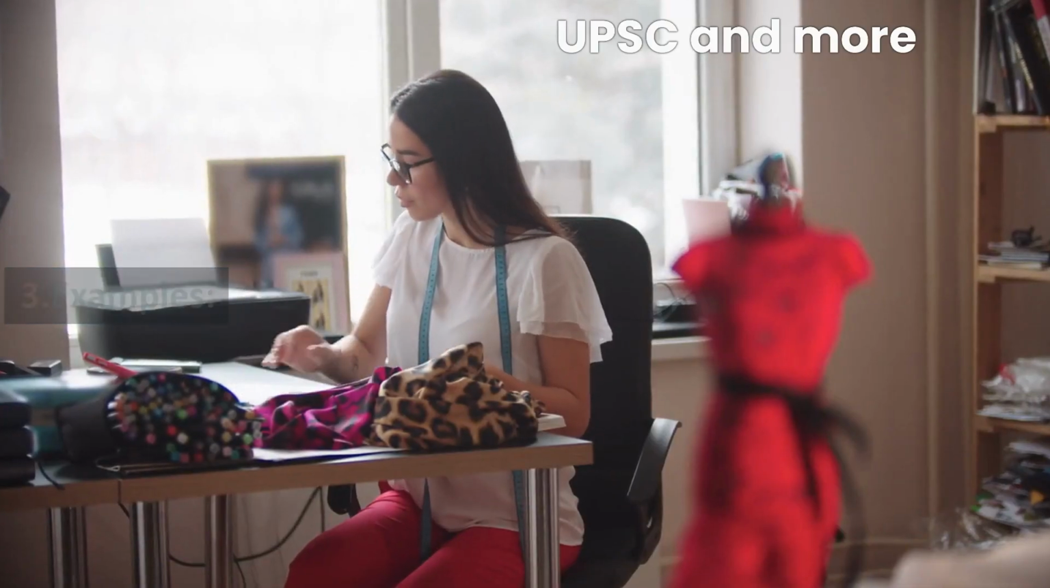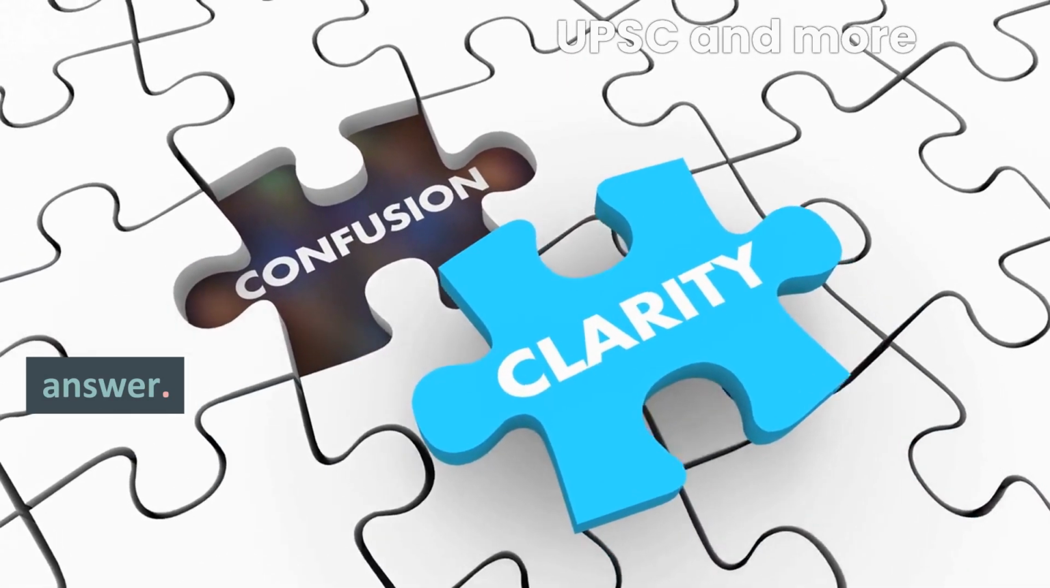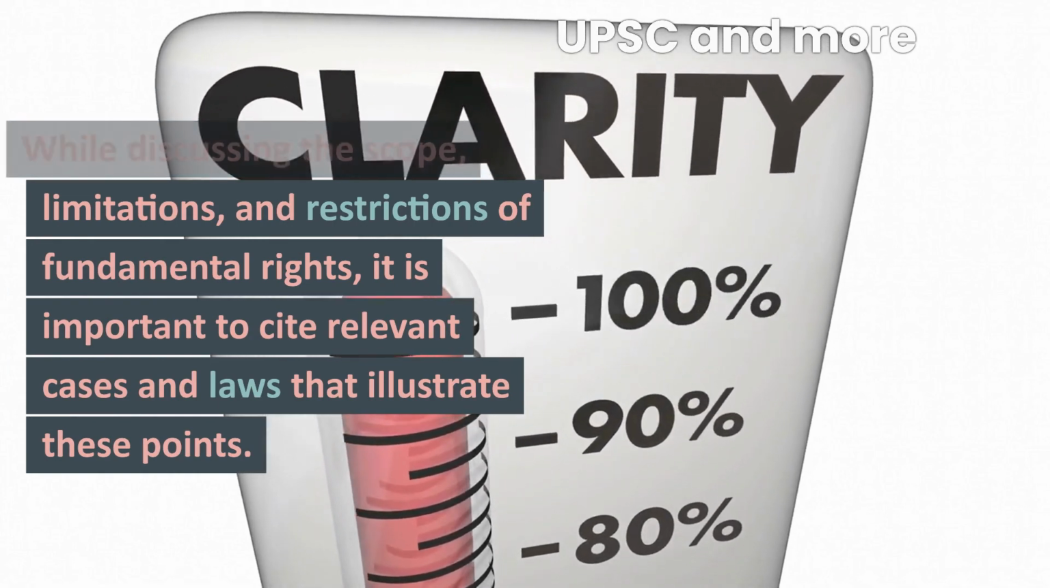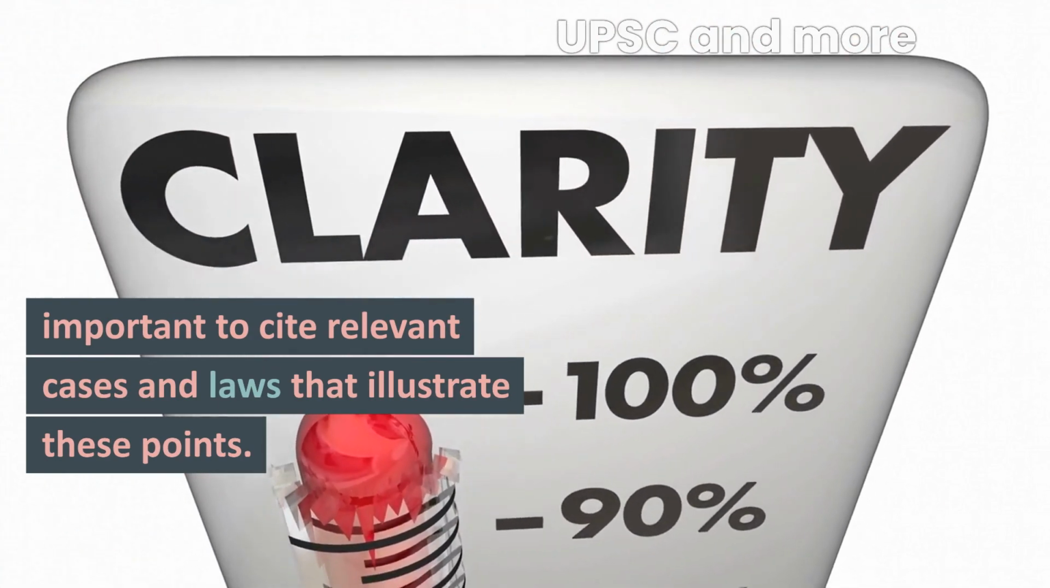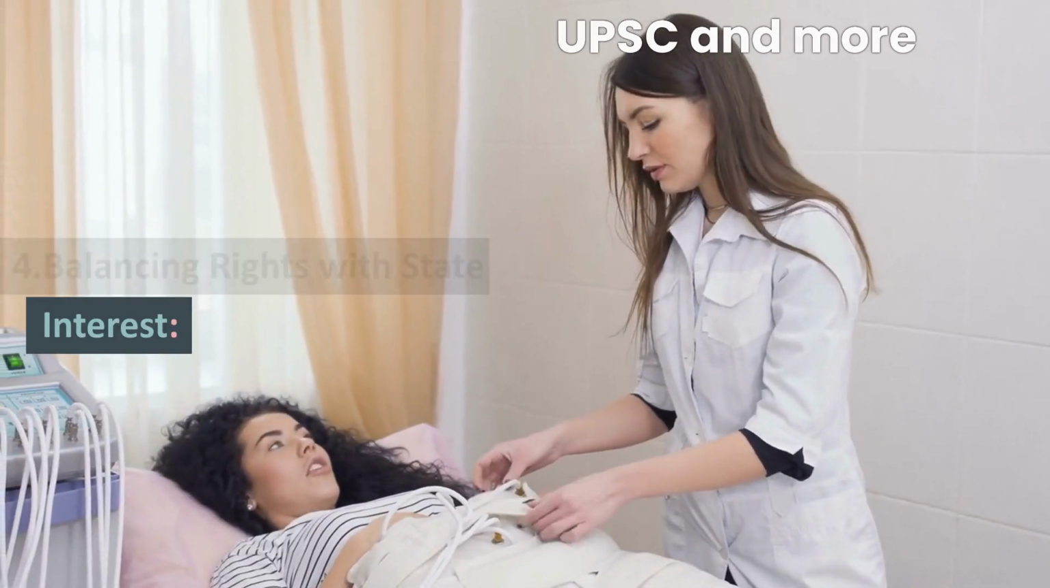3. Examples. Providing relevant and accurate examples can add depth and clarity to the answer. While discussing the scope, limitations, and restrictions of fundamental rights, it is important to cite relevant cases and laws that illustrate these points.